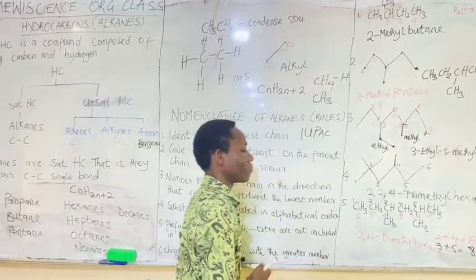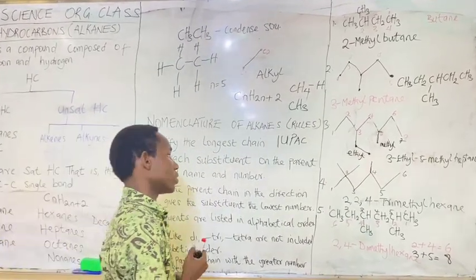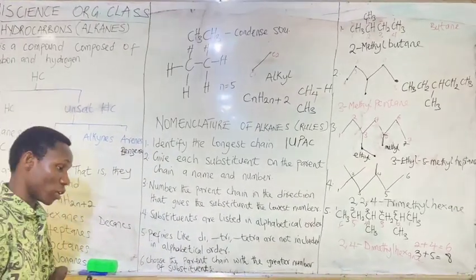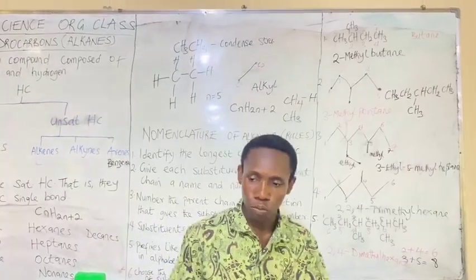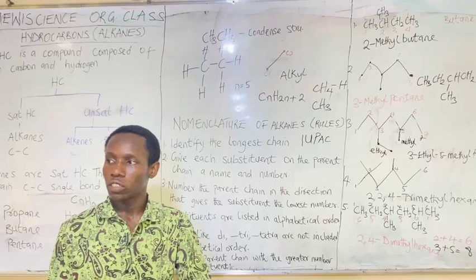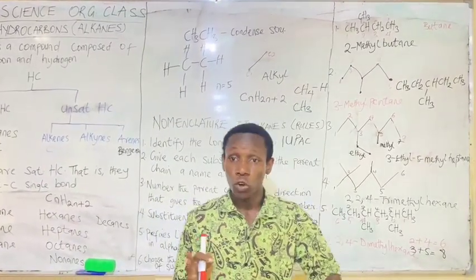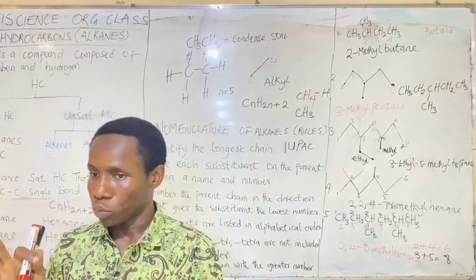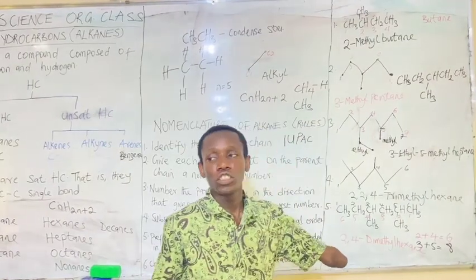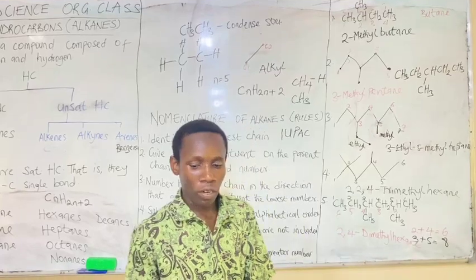Wow, that's very good. So you now see that naming alkanes or naming organic compounds is very simple. All you need to do is follow the rules. Take it one after the other. Never ever forget these rules. Don't be in a hurry while naming organic compounds. Make sure that your numbering comes in all the possible directions before you choose the right one.